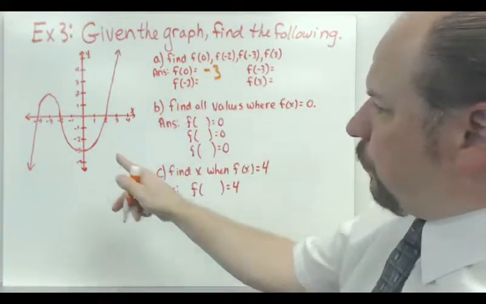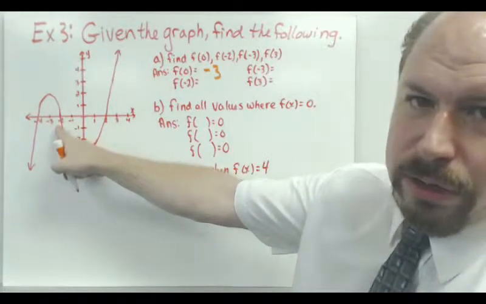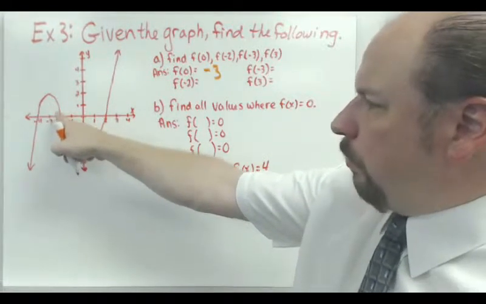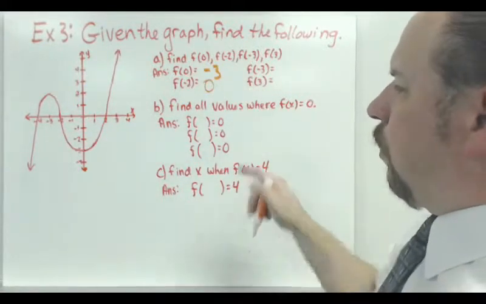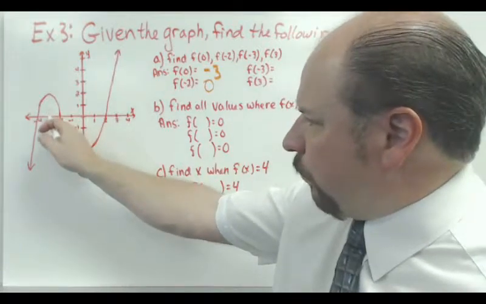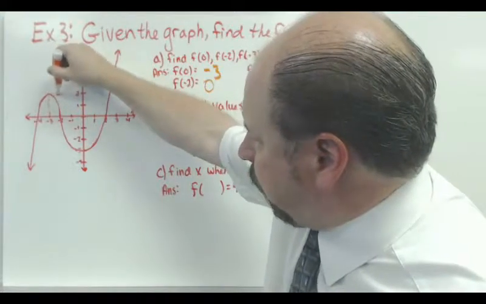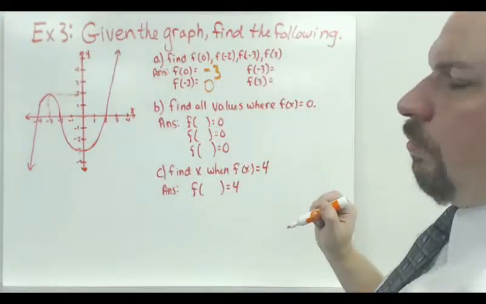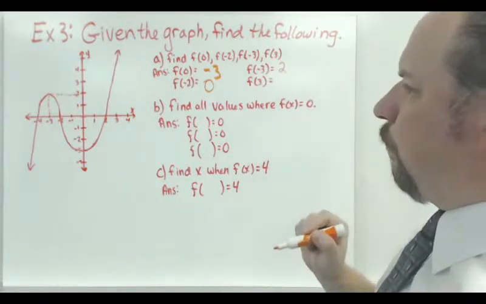Okay, f of -2. So if we go to -2, it looks like right here. What's our y value? Well, in this case, it's 0. So f of -2 is 0. Okay, f of -3. So if we go back to -3 and follow it on up, it looks like the output value is about 2. So f of -3 we will say is 2.